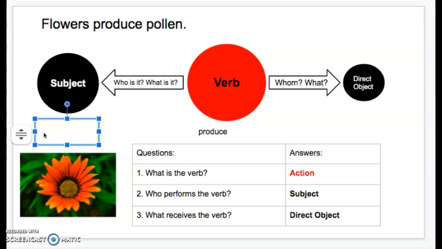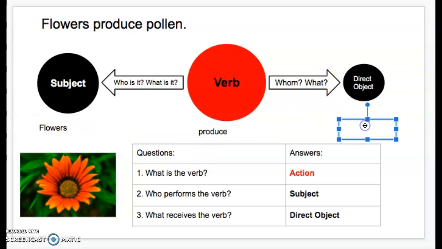Who is it that my sentence is about? Flowers. And the action they're performing is produce. So then, who or what receives that action directly? Flowers produce what? And in this case, pollen. So we've analyzed that sentence. We've broke it up into its three parts.